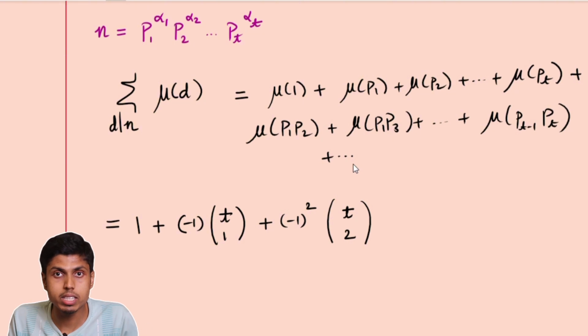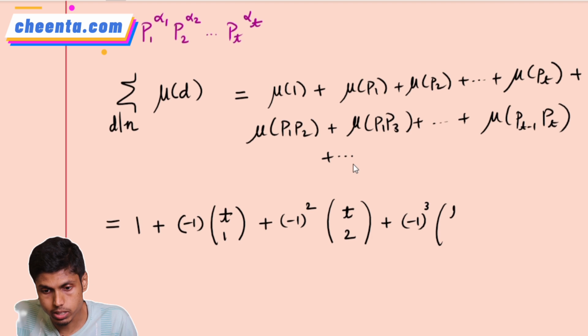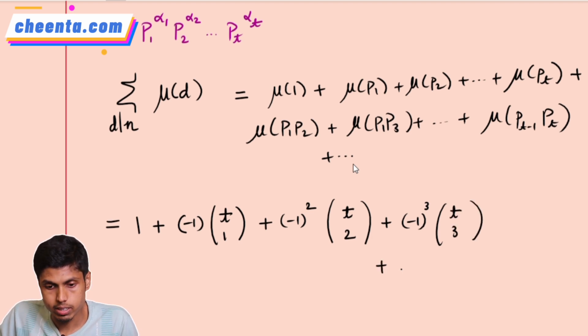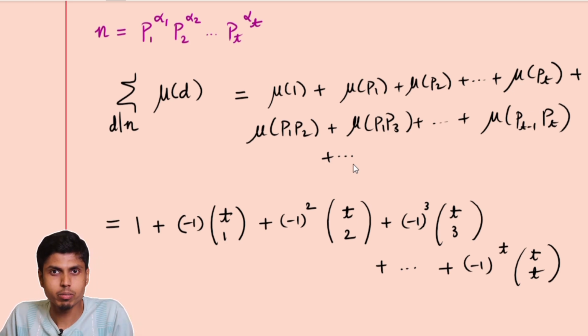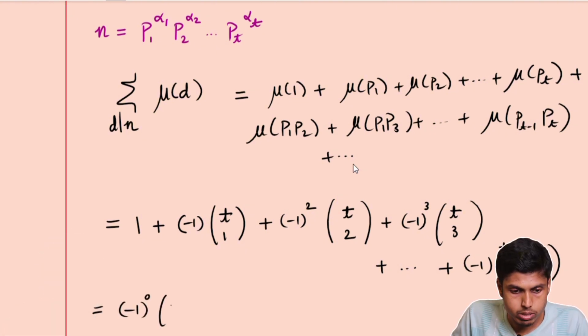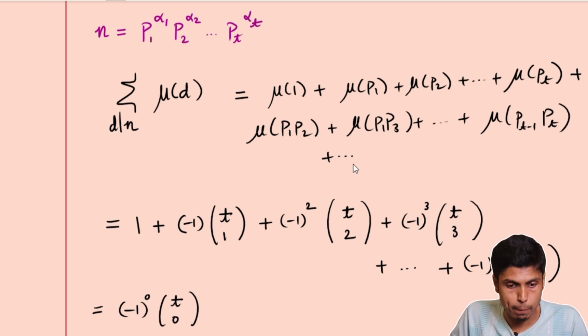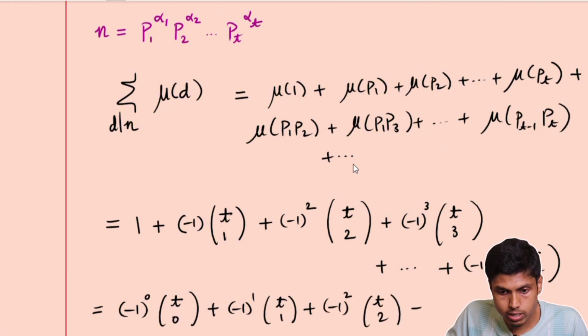Like I consider them as t different objects. Then (-1) whole cubed times t choose 3. You see a pattern, right? It goes up to (-1)^t times t choose t. The value depends on the parity of t. Okay, I'm just slightly tweaking the first term to write all the terms of this expression in a nice order. (-1)^0 times t choose 0, which is 1, plus (-1)^1 times t choose 1 as the second term, (-1) whole squared times t choose 2 as the third term, and so on.